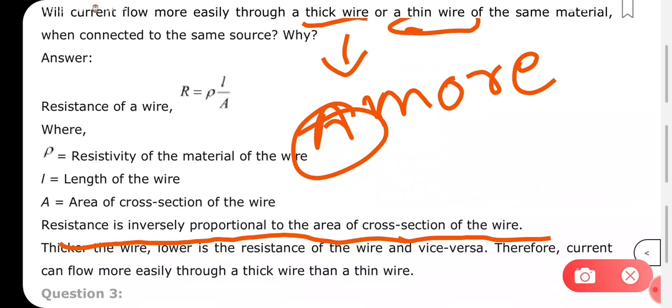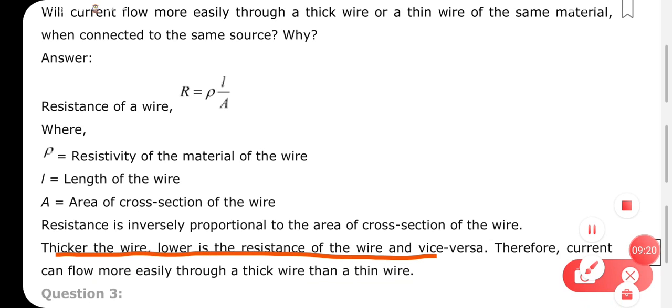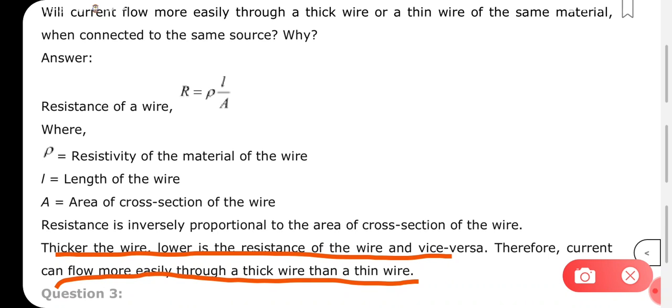So how will you answer this? Will the current flow more easily through a thick wire or through a thin wire? For the current to flow more easily, resistance should be less, right? We want our resistance to be less. Now for less resistance, area should be more, which means it will flow more easily through a thick wire, and not through the thin wire. I hope it is clear. You can all go through this part which is written here. It is given in the statement that lower is the resistance of the wire when it is thicker, and therefore the current can flow more easily through a thick wire than a thin wire.